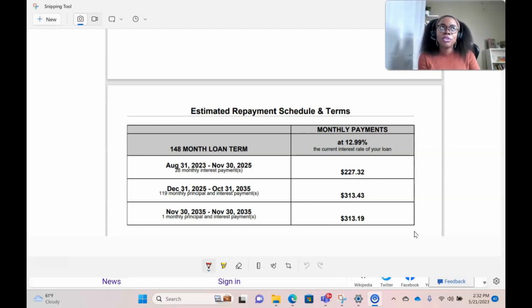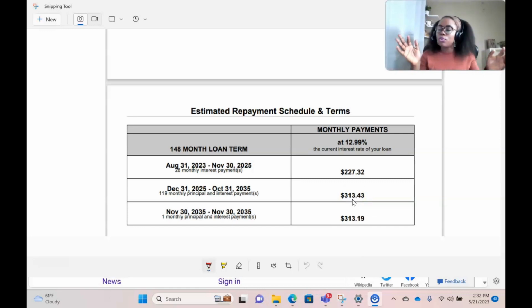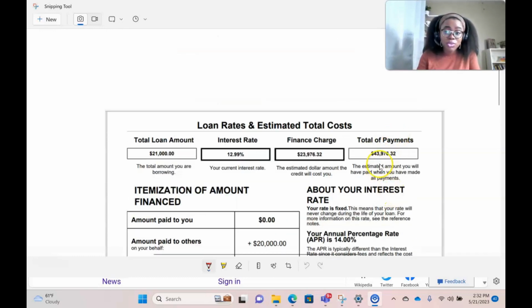But if you don't repay quicker, this was what I was trying to explain when I shared about my journey to repaying my loans. If you wait for the entire 12 years and make the minimum payments, this 227, 313, they are the minimum payments, and you don't clear the loans until the end of the 12th year, you end up paying more. You pay $44,000. Let's go back up. You see, this person is going to pay $44,000 for a $20,000 loan.